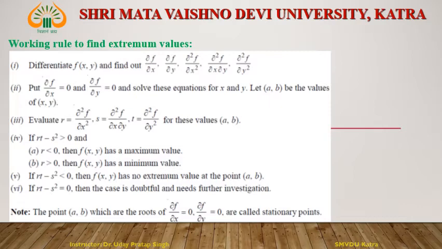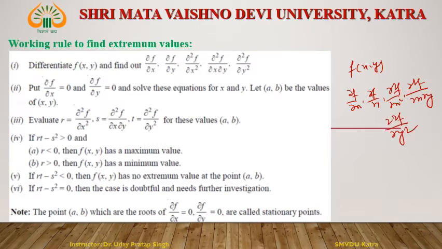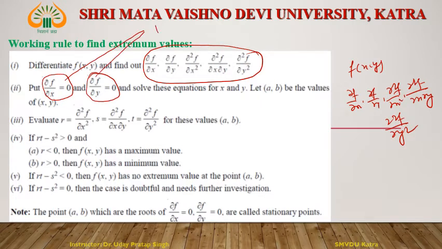Working principle for maxima and minima are as follows. For a given function f(x,y), we have to consider dou f by dou x, dou f by dou y, dou 2f by dou x2, dou 2f by dou x dou y, and dou 2f by dou y2. Okay, we have to consider all these partial derivatives, and for necessary condition put dou f by dou x equal to 0, dou f by dou y is equal to 0. From these two, solve these two equations and find out the point.